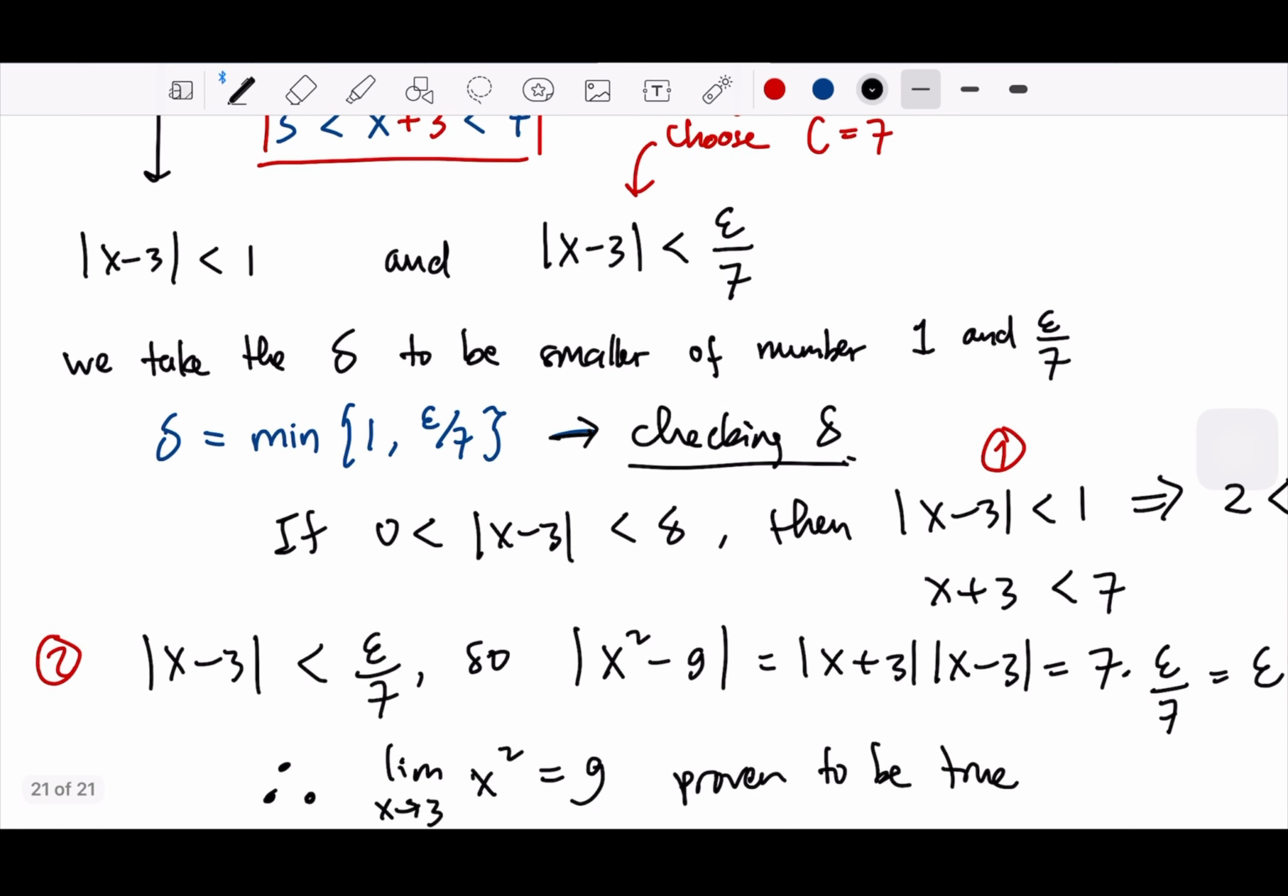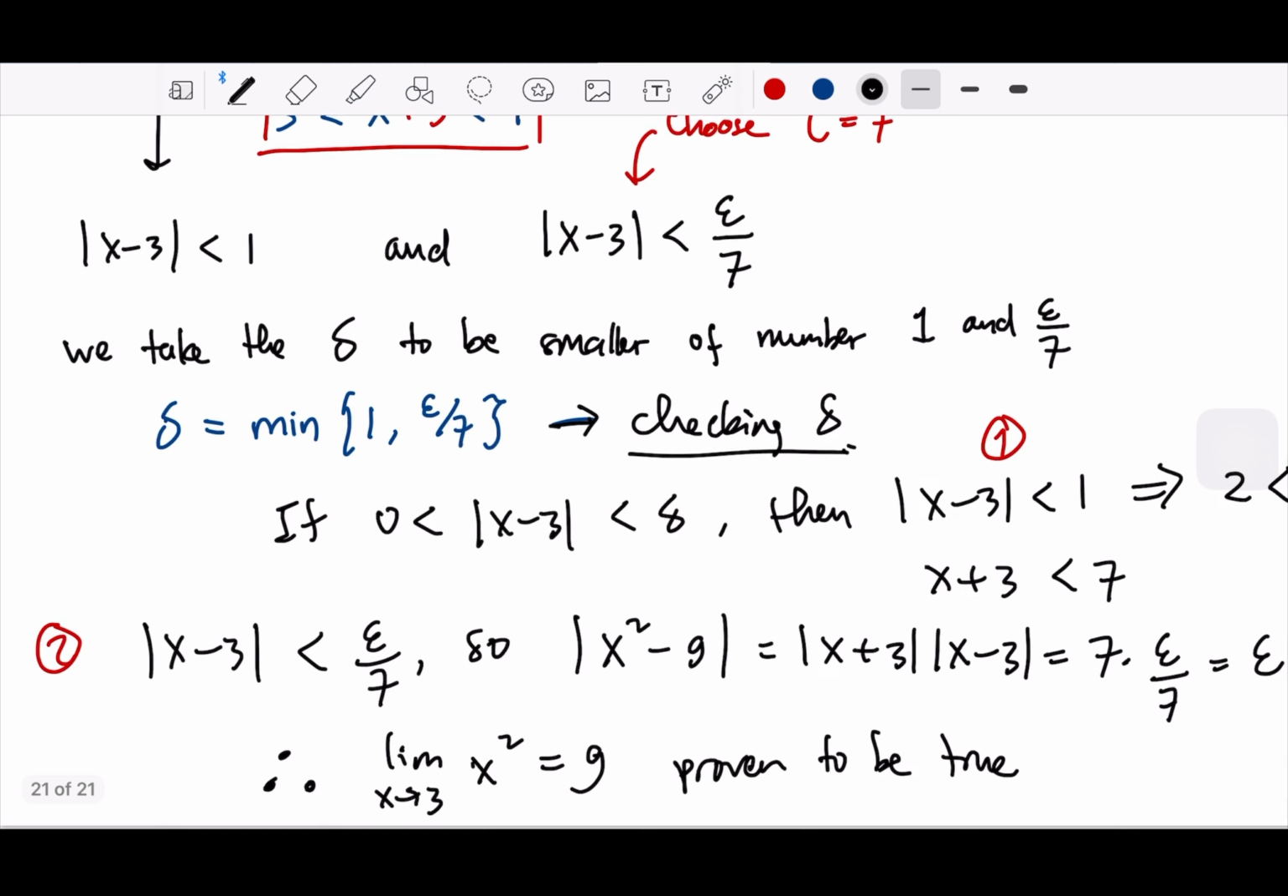So we choose 7, and then we need to solve this less than 1 and less than epsilon over 7. We check the delta. We substitute the x plus 3 and x minus 3, and then we are going back to our x squared minus 9 by multiplying both of these, which we define as 7 and epsilon over 7. And it turns out it's going to be the epsilon as mentioned at the beginning. So this limit is proven to be true.